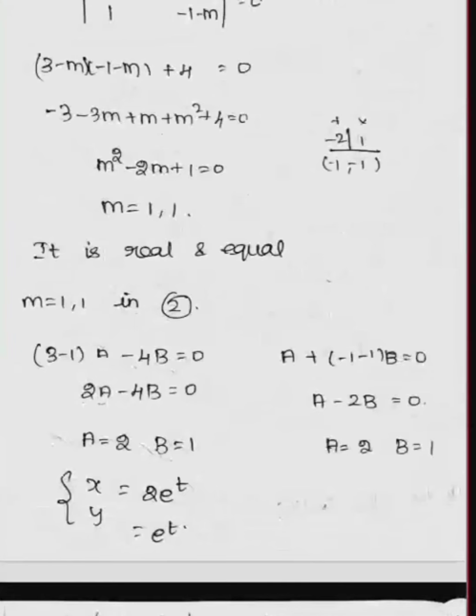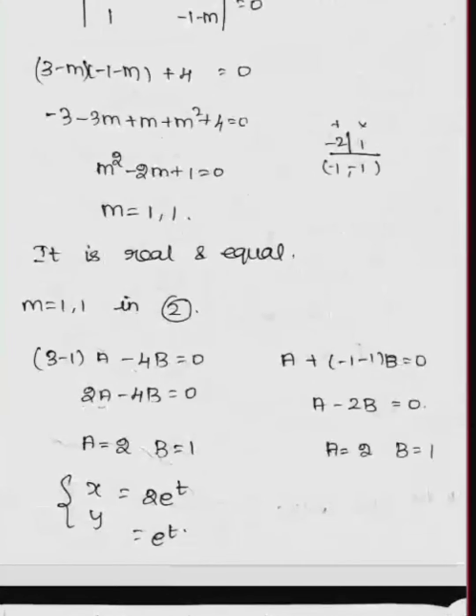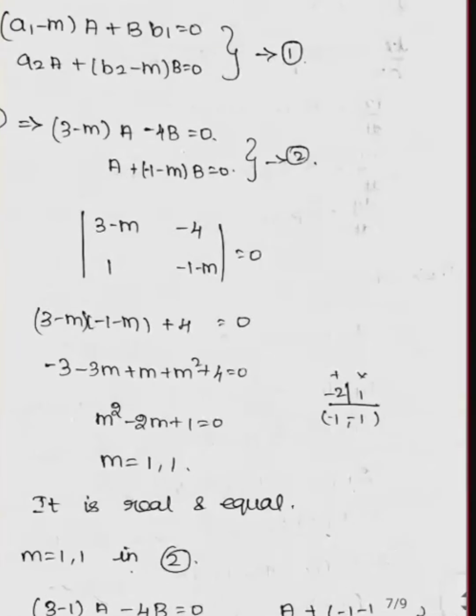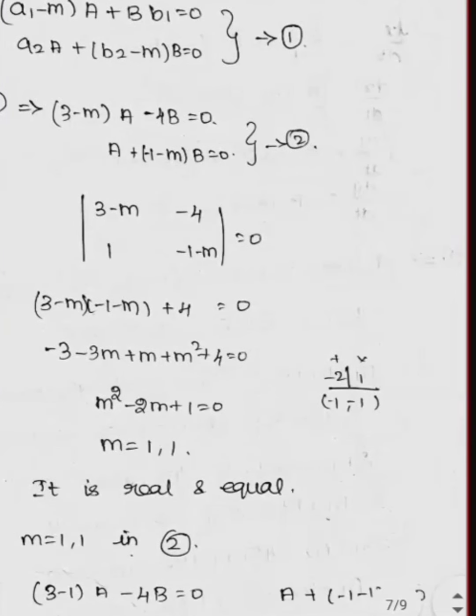So first thing, you have to substitute m equal to 1 in equation number 2. You got equation number 2 is what? 3 minus 1 into a minus 4b equal to 0. That is 2a minus 4b equal to 0. In the second equation, you have to substitute a equal to minus 1. That is minus 2b equal to 0.